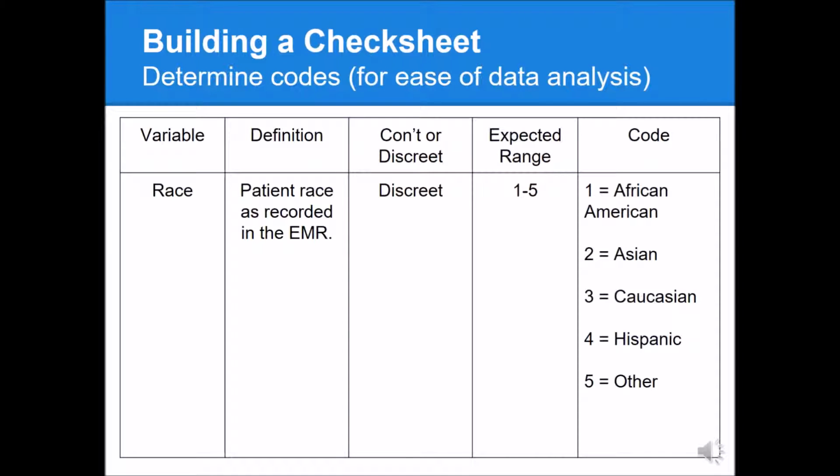I mentioned earlier about planning for codes for discrete variables, and this is what I mean. So for instance, for race, there's a limited number of responses to that question, and rather than typing out the word every time when you're entering data into your spreadsheet or your database, having a numerical code for those responses just makes it quicker and easier.